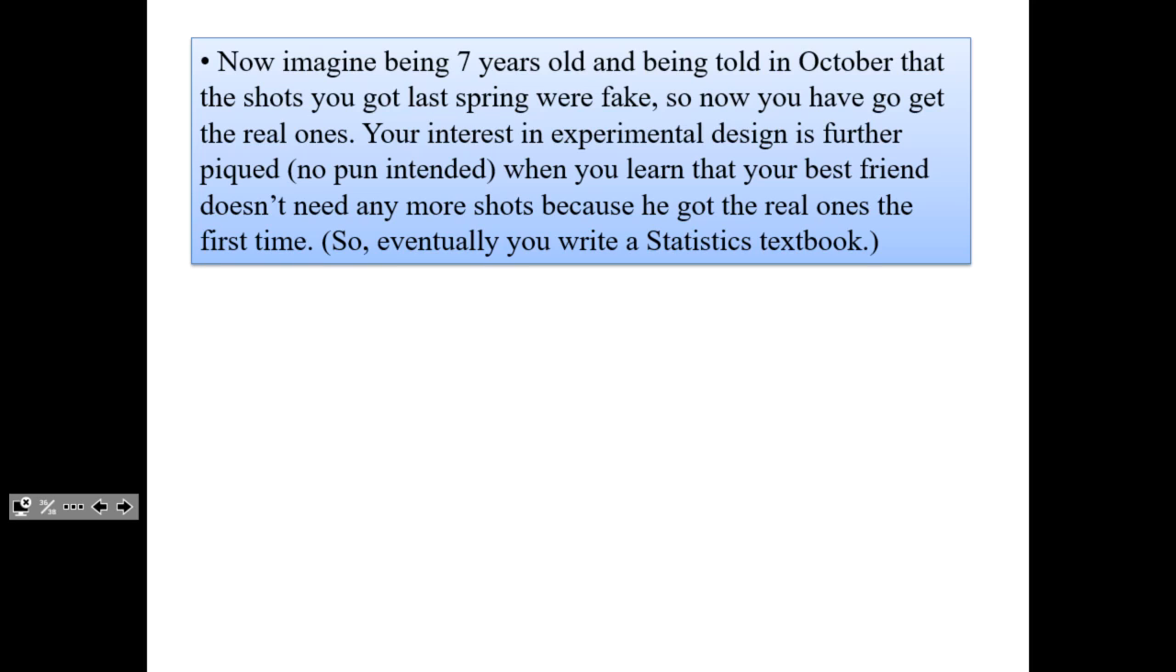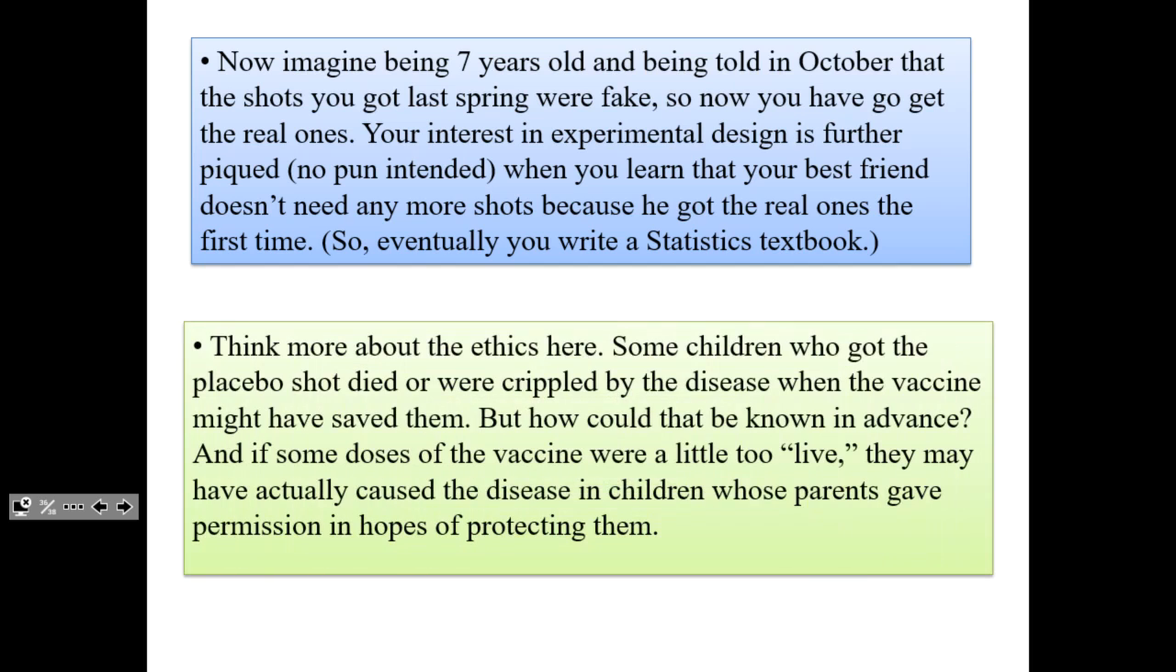Think about the ethics. Some children who got the placebo shot still died or were crippled by a disease when the vaccine might have saved them. But we didn't know that in advance. We didn't know if the vaccine would work. We didn't know if the vaccine might actually hurt them. And like we said, the vaccine is a live vaccine. They weaken it, but it's still alive. What if we didn't quite weaken it enough? And instead, we gave all the kids polio, trying to help them prevent them from getting it.